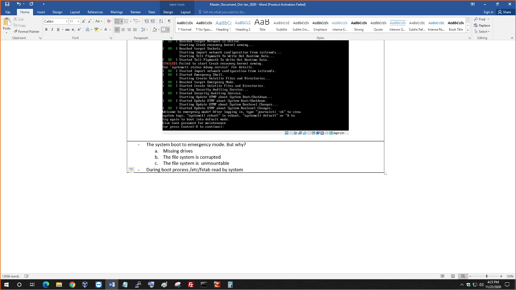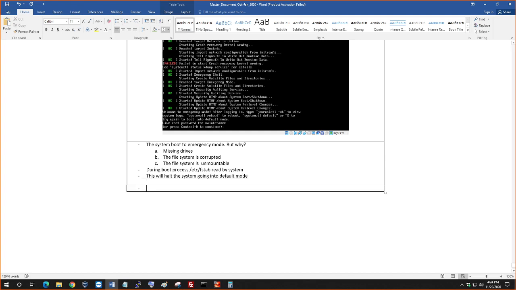Okay, system, and this will halt the system, going into emergency mode. Okay, so this is kind of a protective way to do it. So how do you get out of this? You enter the password.